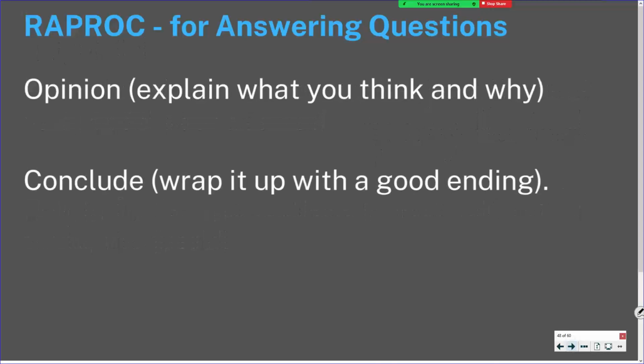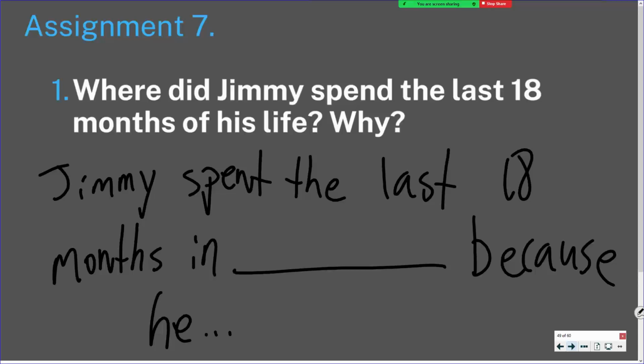and then I'm going to give my opinion on it. I'm going to explain what I think and why. That's the because, right? So Jimmy spent the last 18 months in blank because he, right? Once I fill in these 2 blanks, where he was and why he was there, I've answered question 1, part 1 of assignment 7, using the RAP-ROCK method. I have restated the question. I've answered the question. I have proven why I'm right because I'm quoting the text directly, and I'm giving my opinion on this. It's going to be a pretty easy opinion to justify, especially if I quote the novel directly. And I may or may not have a conclusion. Sometimes your words just speak for themselves, and you don't need to offer a big conclusion at the end. But sometimes you do.